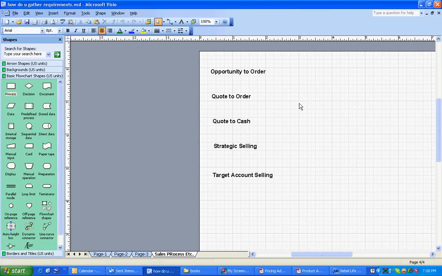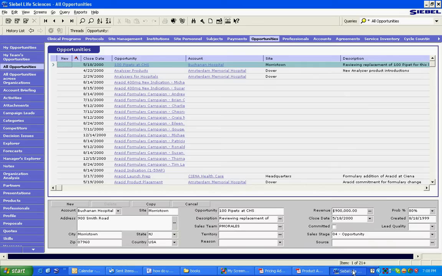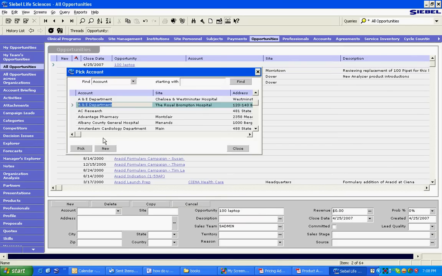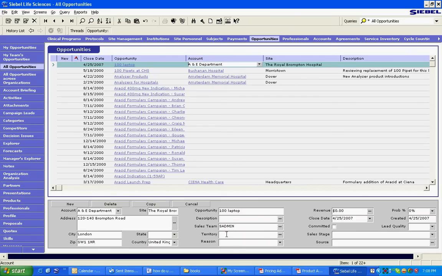Opportunity to order is what? Basically, the sales rep goes and creates an opportunity. He enters 100 laptops. He enters the account with which the opportunity is associated. He enters the contact. He enters some other team members whom he wants to work on this opportunity with him. There should be an ability to enter the contact also, but anyway, that can be there too.